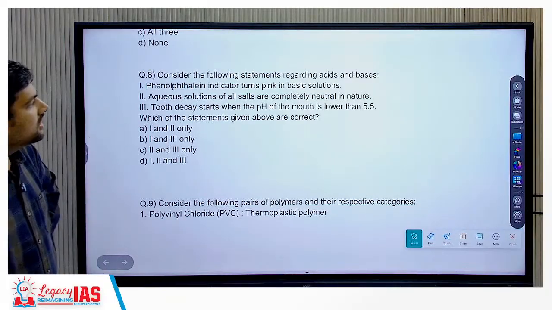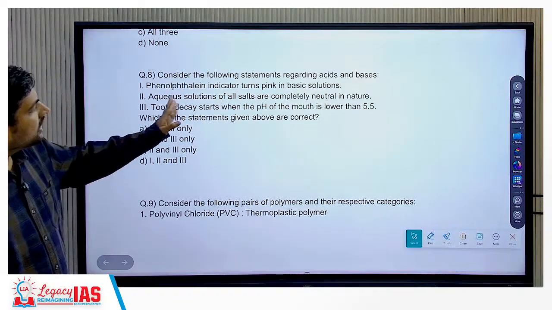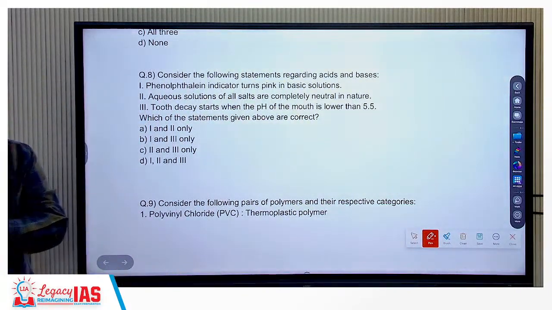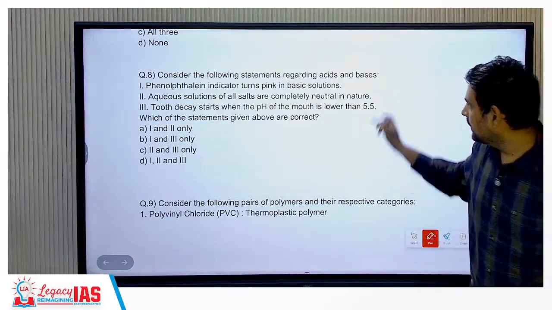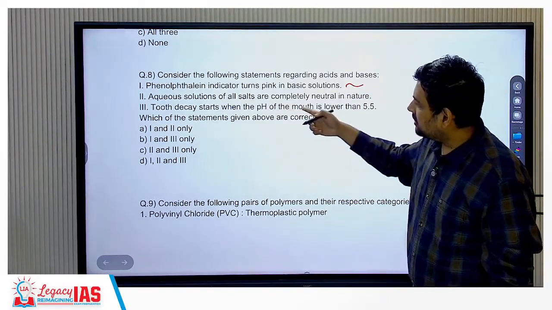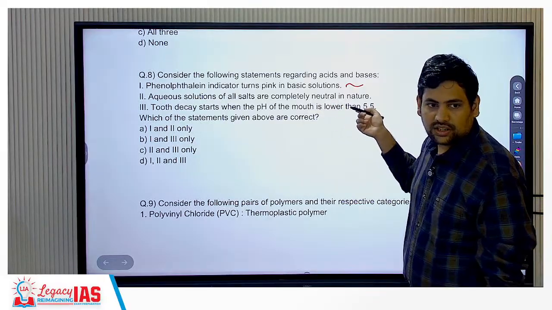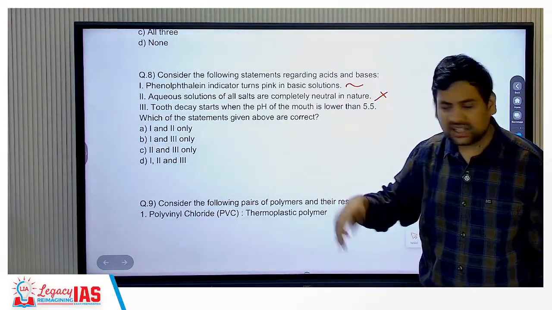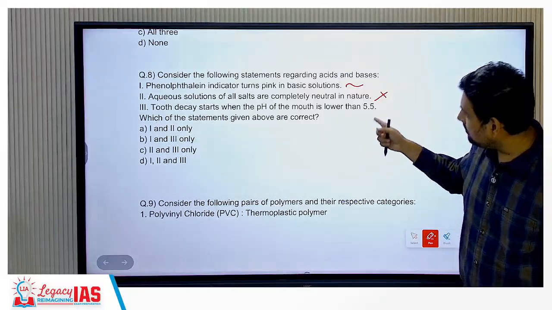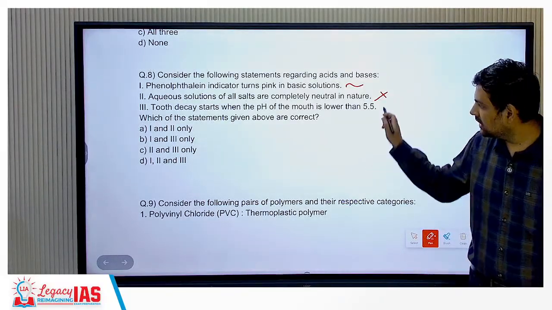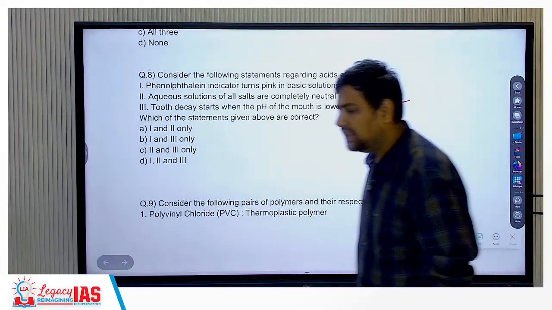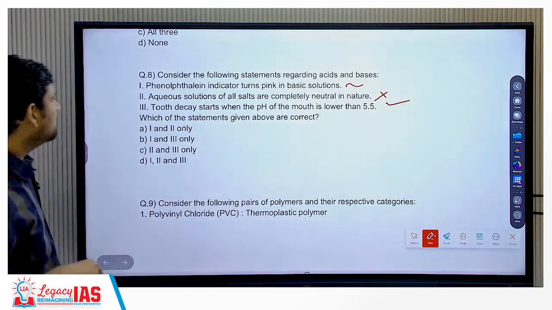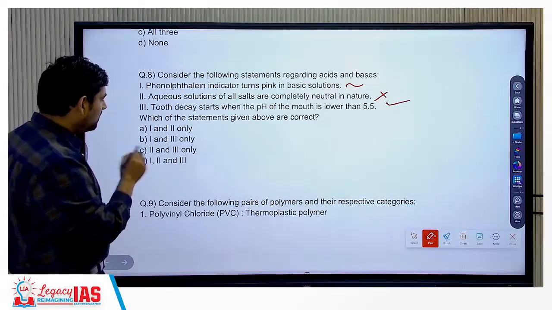Then next, this is regarding acids and bases. Phenolphthalein indicator turns pink in basic solution. Okay. Now, you may or may not know this. Then, aqueous solution of all salts are completely neutral in nature. What do you think? This is incorrect. Why? Because if there is a strong acid and weak base, it will be slightly acidic. Then, tooth decay starts when the pH of the mouth is lower than 5.5. What do you think? Yes. Okay, this has been asked in a different way. Ultimately, you know that because of the bacteria, acids are being released, so it will turn slightly acidic. So second is wrong. With this only you can get to the answer, that is 1 and 3.